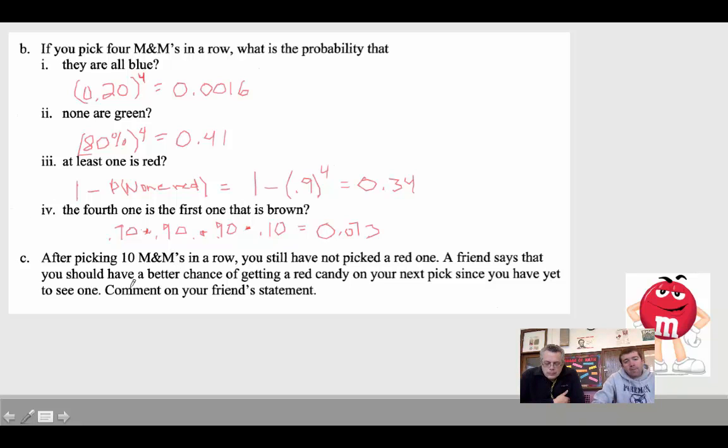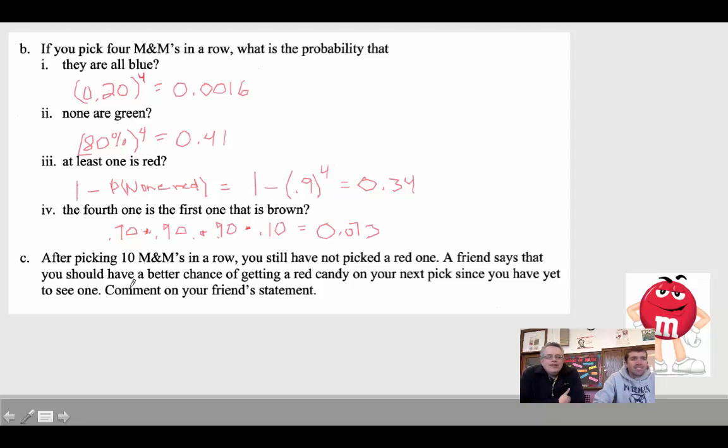After picking 10 in a row, I have not picked a red one. But your friend says you have a better chance of getting a red candy on your next pick since you have not yet seen one. This is actually a little bit more complicated answer. If it were a small bag of M&Ms, then yes, that would, and each bag had the same number of reds.